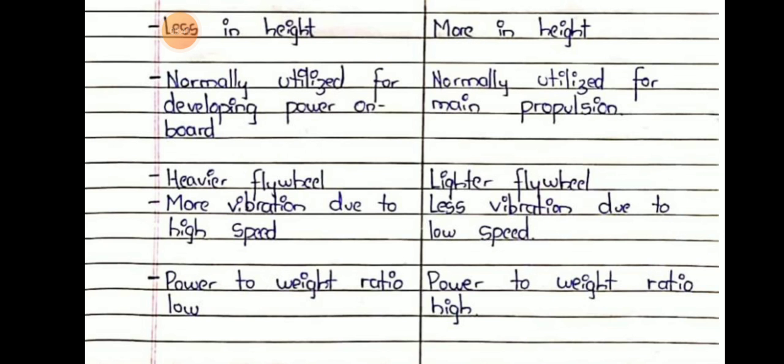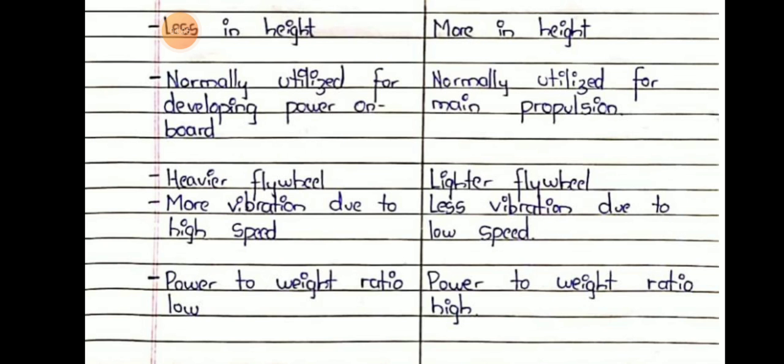A 4-stroke engine is less in weight, but a 2-stroke engine is more in weight. A 4-stroke engine is less in height, but a 2-stroke engine is more in height. A 4-stroke engine is normally utilized for developing power on board, for power generation, as alternators use 4-stroke engines. In the case of the main propulsion engine, we use a 2-stroke engine.